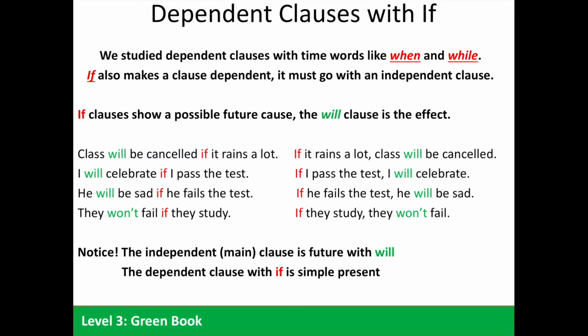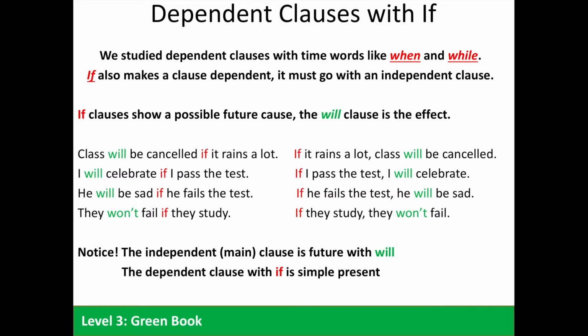Now, we studied dependent clauses with time words like when and while before. If also makes a clause dependent, so it must go with an independent clause to complete the sentence. If clauses show a possible future cause. The will clause is the effect.